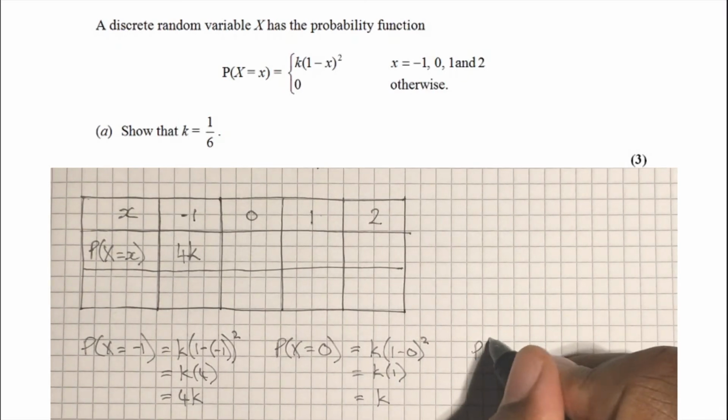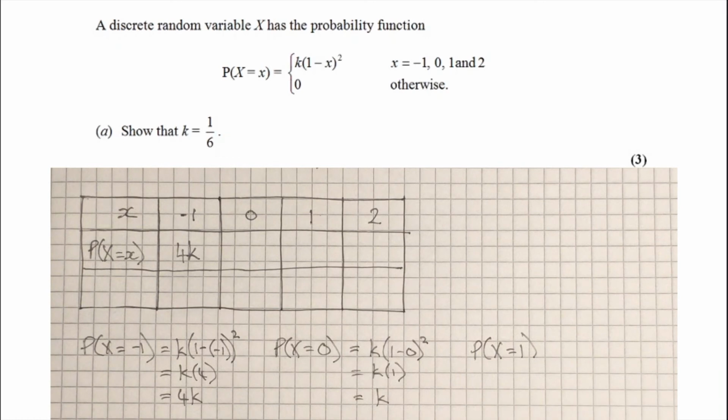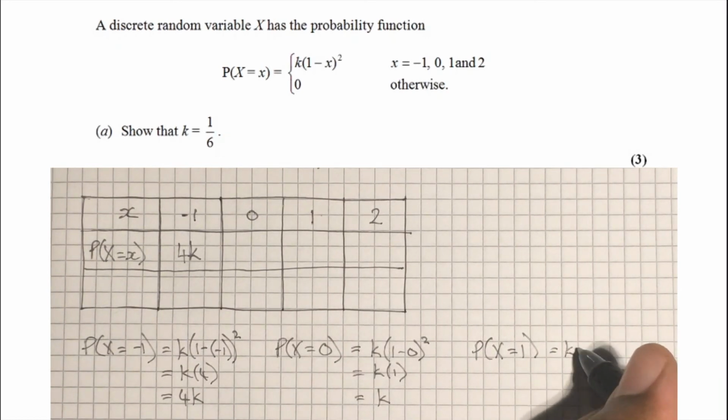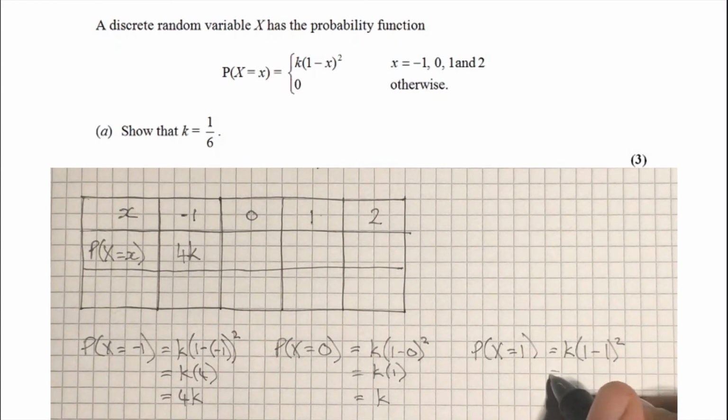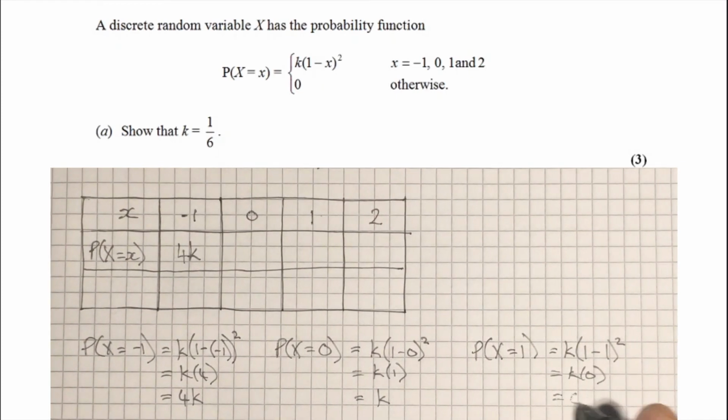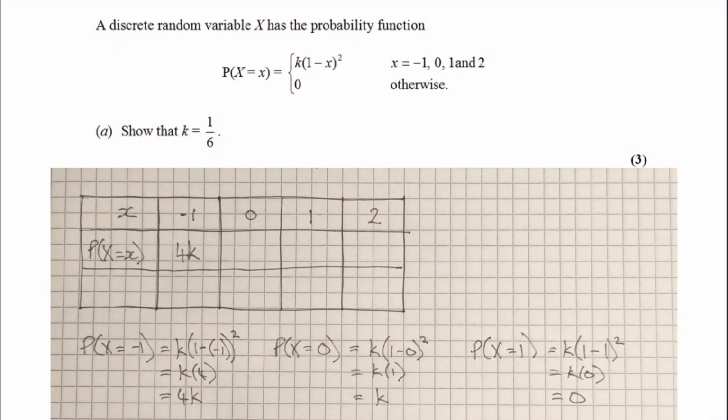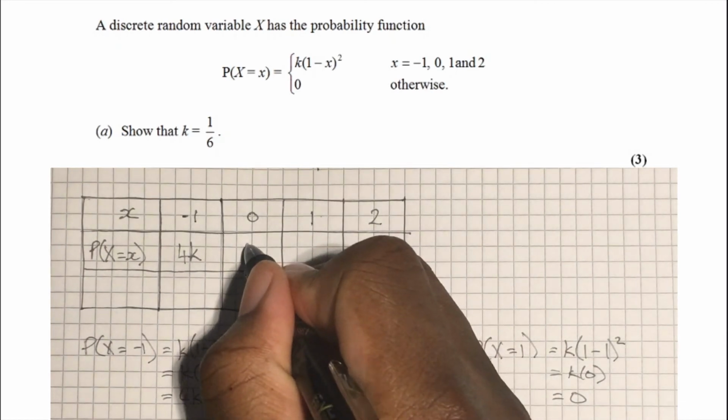The probability that x equals 1. 1 minus 1 is actually going to be 0. I don't even need to process anything any further. The probability here is 0. It's impossible to get a result of 1. Just because it was in the table doesn't mean the probability won't be 0.